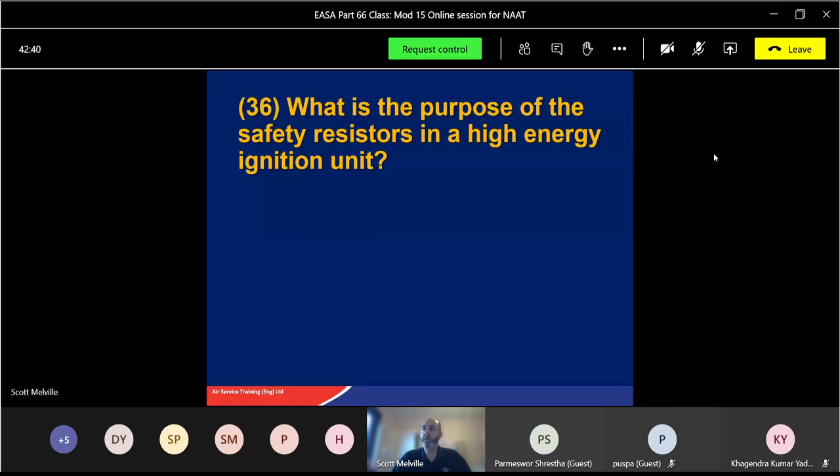36, what is the purpose of the safety resistors in a high energy ignition unit? Protect the circuit in the event of fire. Yeah, so inadvertent fire when there's an open circuit in effect. If there's no igniter fitted, the safety resistor will sense that and it'll ground it away to earth, even if you press fire, because you've basically got an open circuit. The resistance totally changes, and the safety resistor will sense that. So protect the circuit if it tries to fire with no igniter fitted.